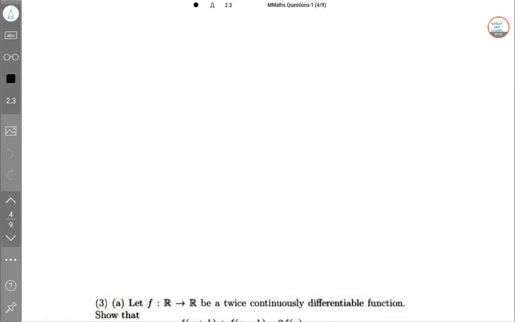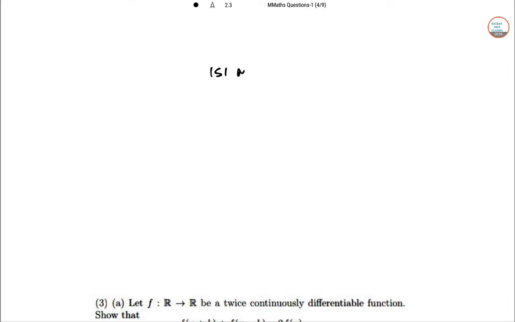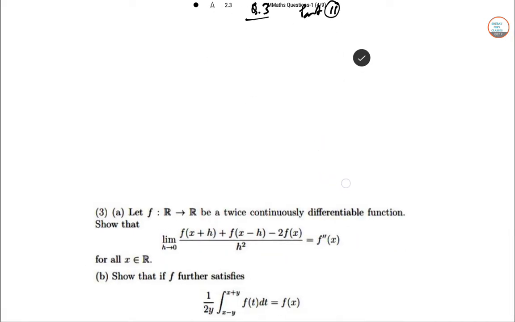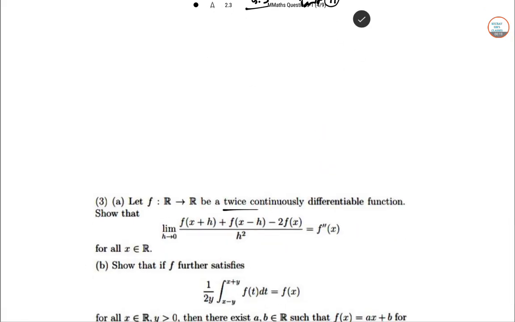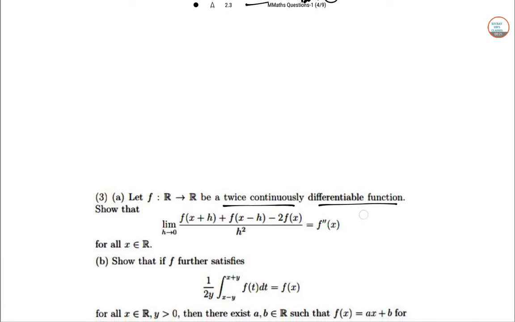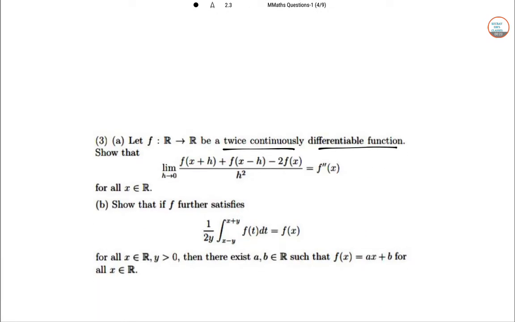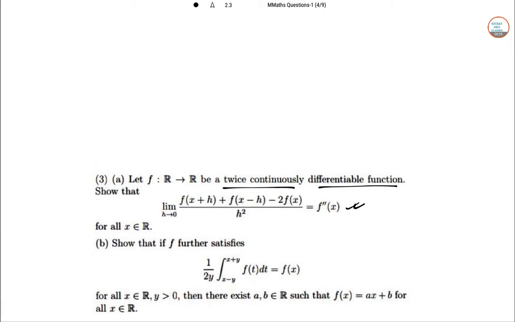In this video I am solving the ISI M.Math 2020 subjective paper from question number 3. This is part 2. It says: let f from the reals to the reals be a twice continuously differentiable function, show that the limit of [f(x+h) + f(x-h) - 2f(x)]/h² is f''(x), and also show the other part. Let me just start with the first part.